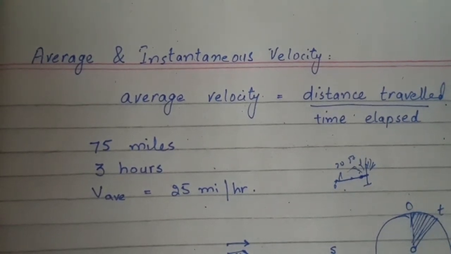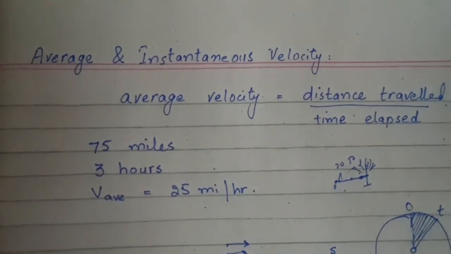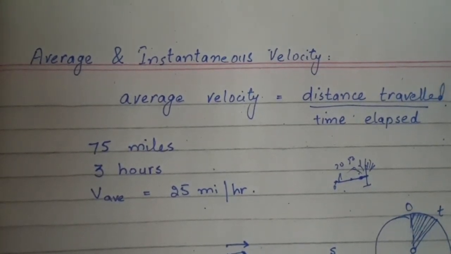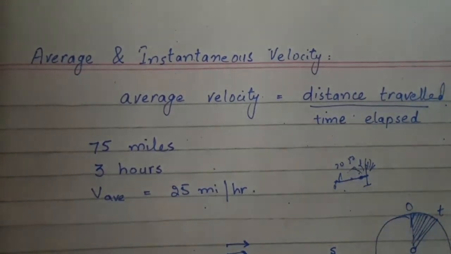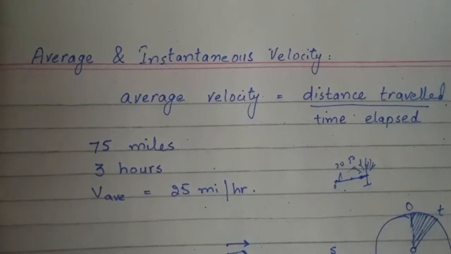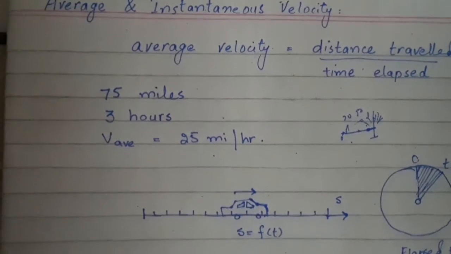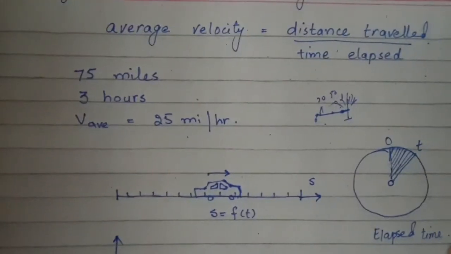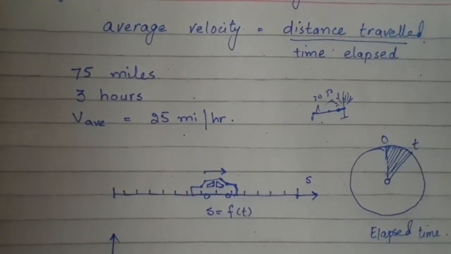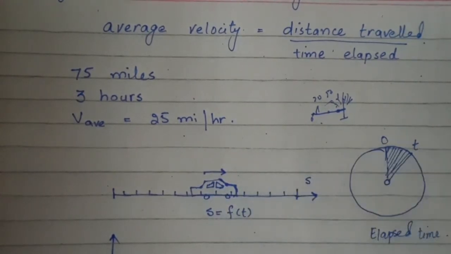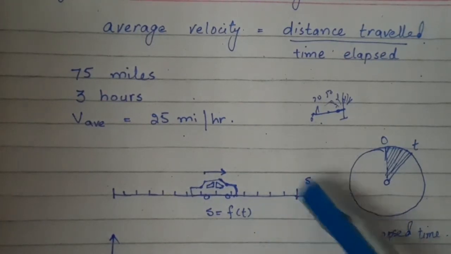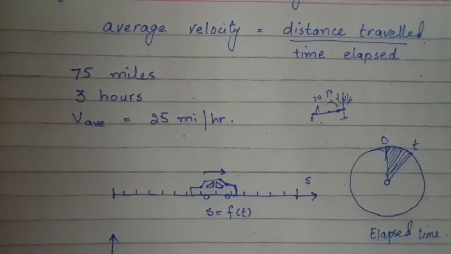So our goal is to define the concept of instantaneous velocity in a way that it can be calculated and worked with mathematically. For this purpose, consider a car that moves in a single direction along a straight road, like you can see in this diagram, on which a coordinate line has been introduced with its positive direction in the direction of the motion of the car.